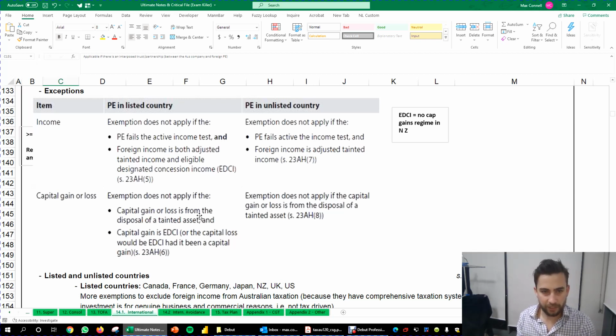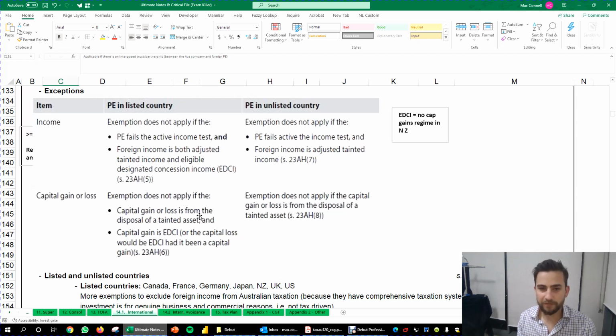Now, what about in an unlisted country? The exemption does not apply if the PE fails the active income test and the foreign income is adjusted tainted income. We'll talk about what these mean later. And then for a capital gain or loss in an unlisted country, remember, unlisted countries are the tax haven countries.